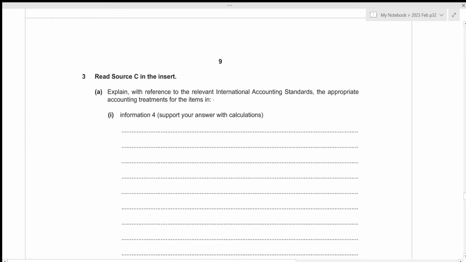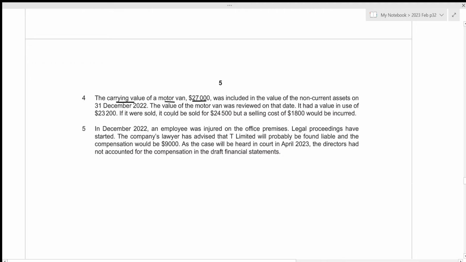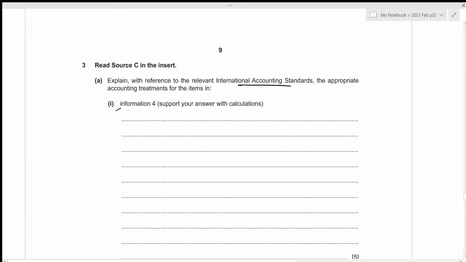We need to explain, with reference to the relevant international accounting standards, the appropriate accounting treatments for the items in information 4. Okay, we also need to support our answer with calculations. Let's have a look above. For information 4, we are given the carrying value of a motor van. So this relates to our non-current assets, which means that this is going to be our International Accounting Standard 36, impairment of assets. Let's write it down. So International Accounting Standard 36, which is impairment of assets.